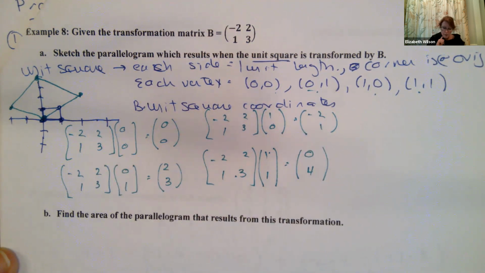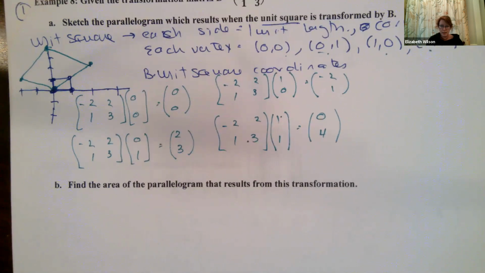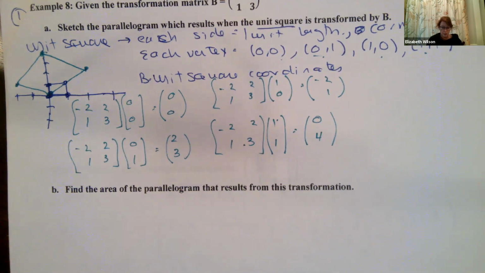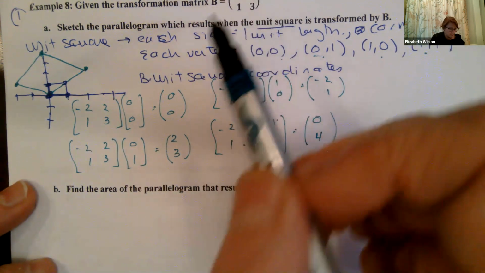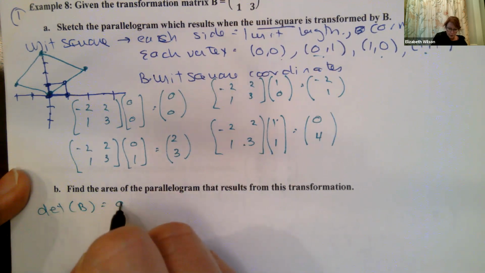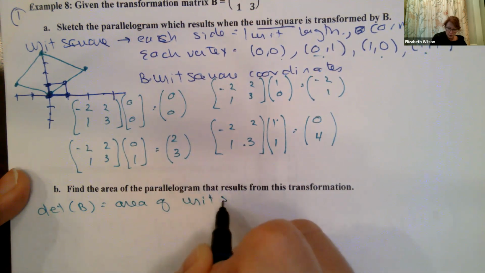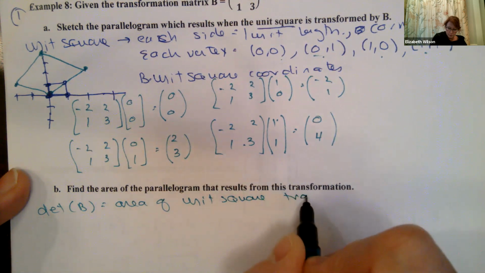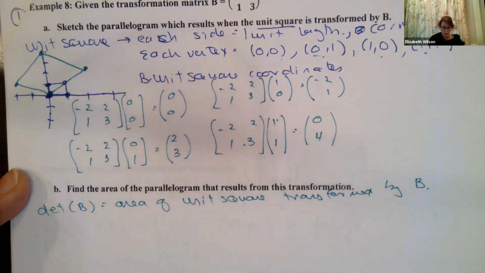Okay. Now, sketch the parallelogram which results when the unit square is transformed by B. That gives us this. Find the area of the parallelogram that results from this transformation. Okay, so my area now, I can just take the determinant of B, which will give me the area of the unit square transformed by B.